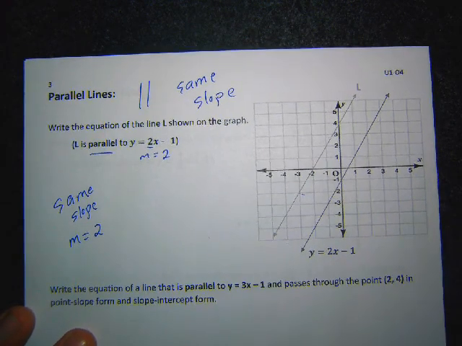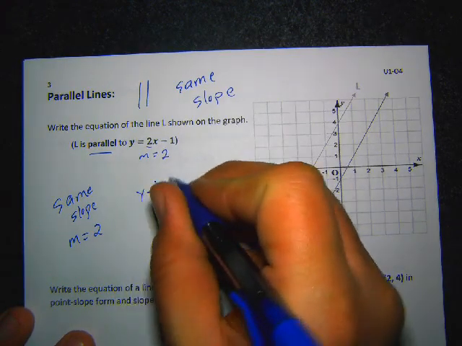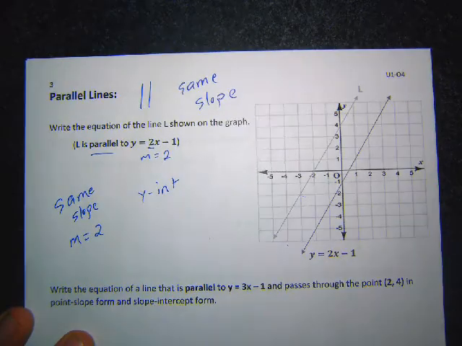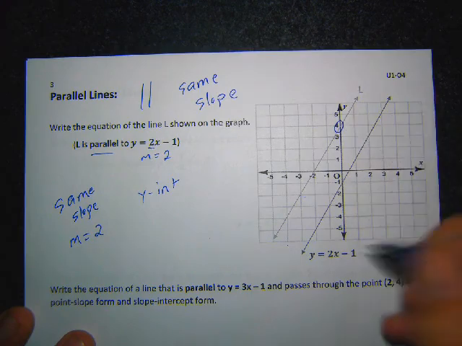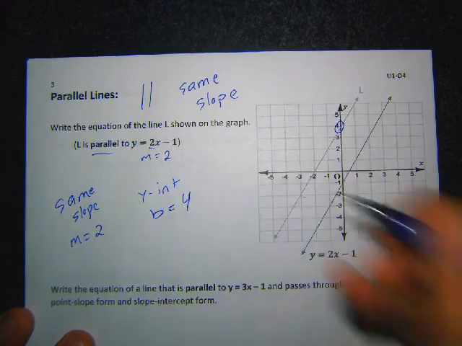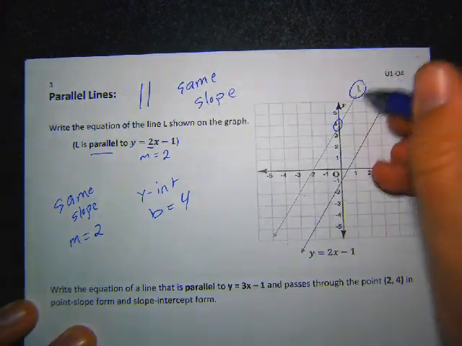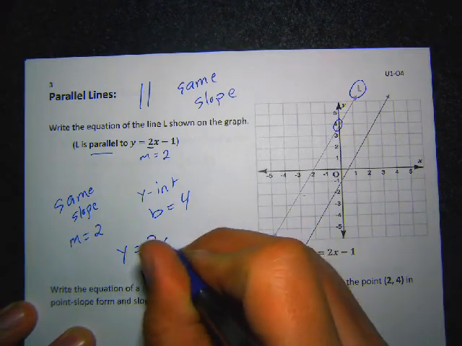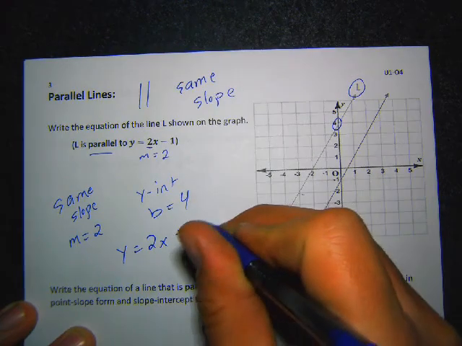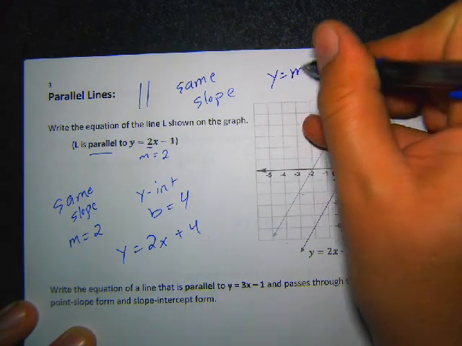Now, to write an equation, it's nice to know both the slope and the y-intercept. So let's go ahead and figure out the y-intercept. Well, thankfully, because they gave us the graph, it's really easy to find the y-intercept. You just look for where does it cross the y-axis, and it crosses at 4. So the y-intercept b is 4. So the equation of line L, this line L we're trying to find, is going to be y equals slope 2x plus b. Remember, y equals mx plus b.